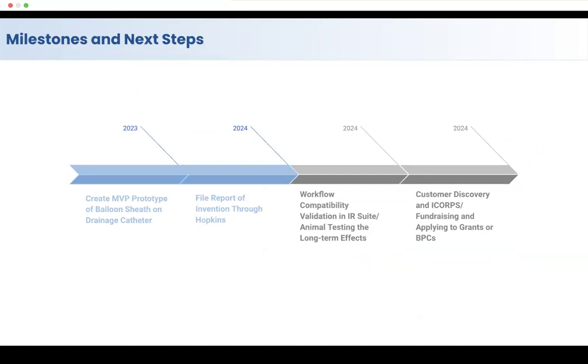So far, our team has made significant progress on our solution concept. We have created a minimal viable product and verified it through some preliminary testing. We have also filed a report of invention through Hopkins and are having discussions about licensing our product. Our next steps are to validate the device in the IR suite, go through customer discovery through iCourse, and apply to grants or BPCs.